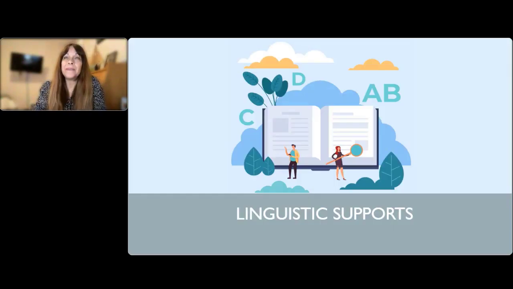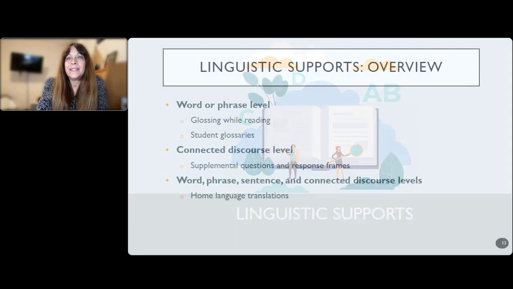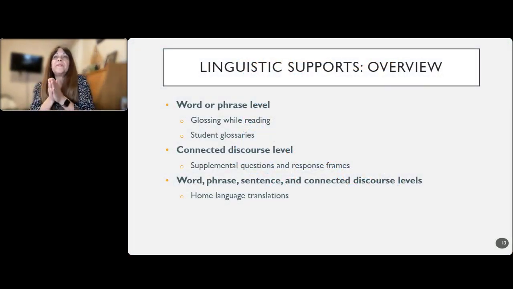Now we're going to begin to examine the use of linguistic supports to enhance the comprehension of text. Linguistic supports can be used to support students in understanding words, phrases, sentences, as well as the discourse level of text. We are going to take a look at all of these ideas in the next slides.